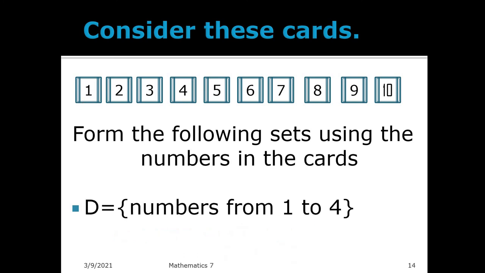Numbers from 1 to 4, of course, we know them. We just simply list them down. 1, 2, 3, and 4. So there are 4 elements.